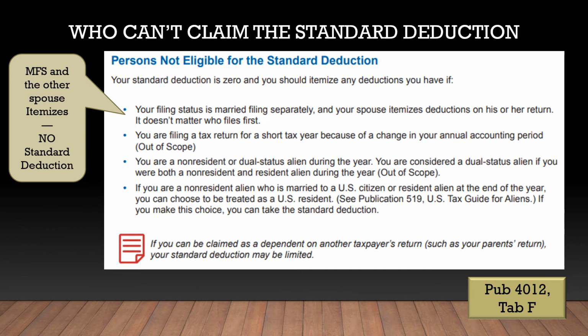There are some taxpayers who are not eligible to claim the standard deduction, and there's a list in Publication 4012, tab F. But the big one for us to remember is for married filing separate taxpayers. If the other spouse is itemizing, then they are effectively forced to itemize as well. They would not be eligible to claim the standard deduction.